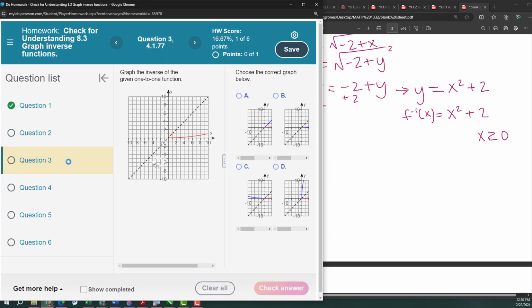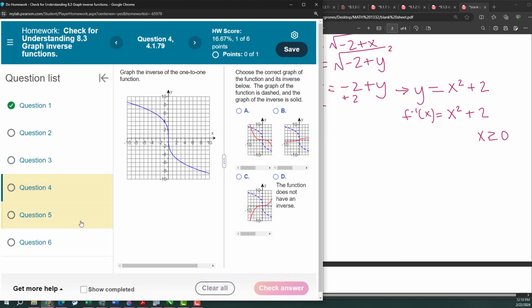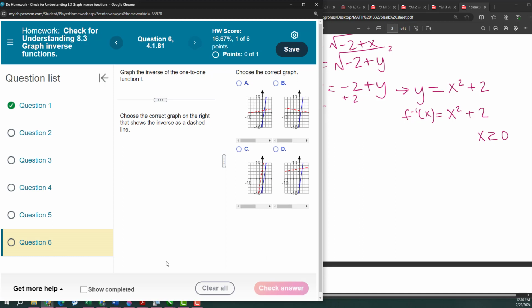This appears to be the same question. Okay, so 1, 2, and 3 all appear to be the same question. Number 4, number 5, number 6. These are all very similar, so I'm not going to look at any of these questions.